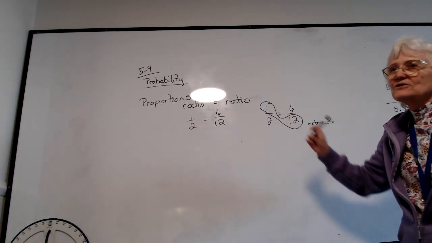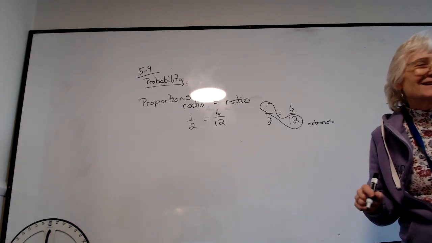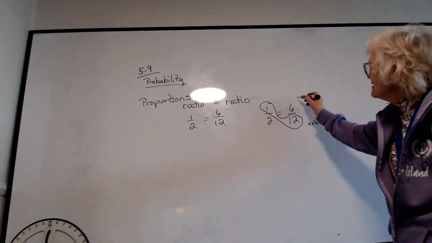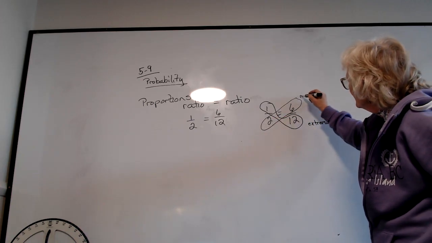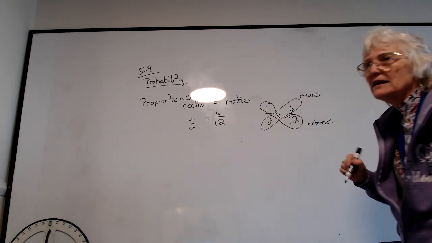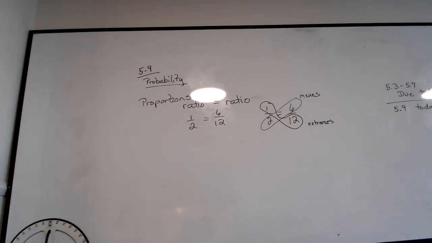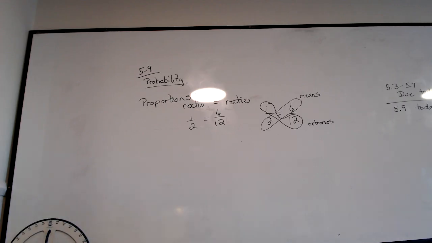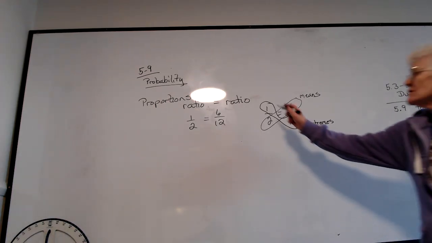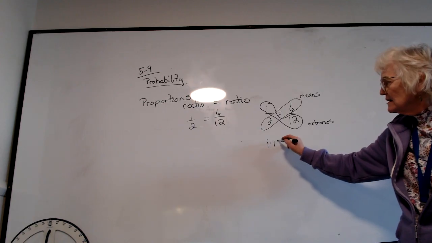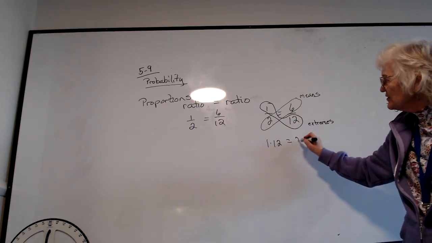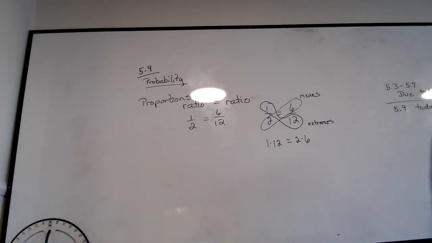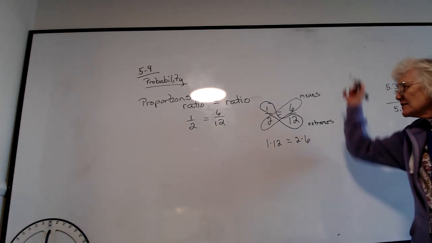They're usually the smallest and the largest of your proportion. These are called the means. I know they're called the means and extremes. And what we find out is if you multiply the extremes, they will equal the multiplication of the means. In any ratio, if you multiply the means, they will equal the extremes.